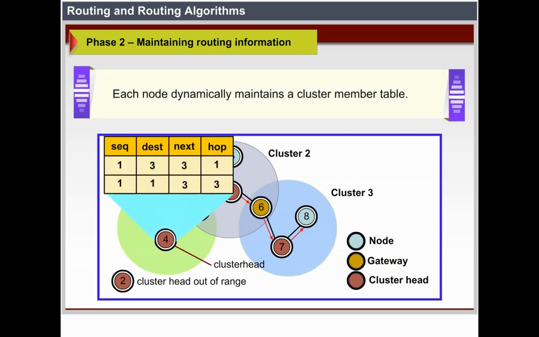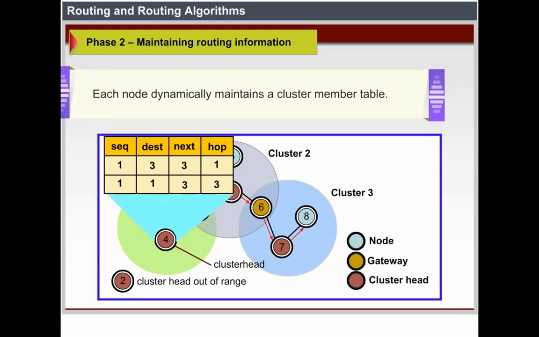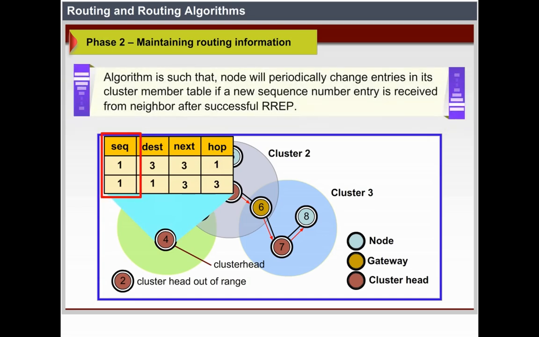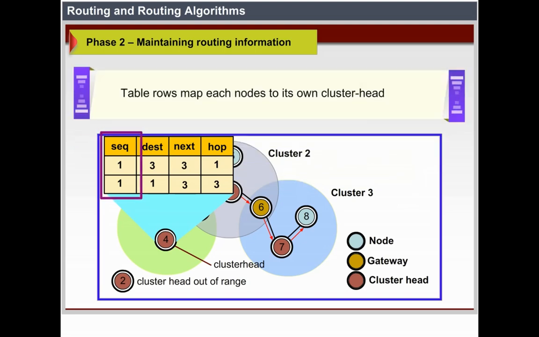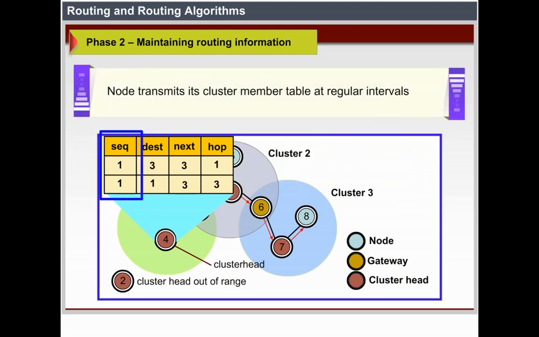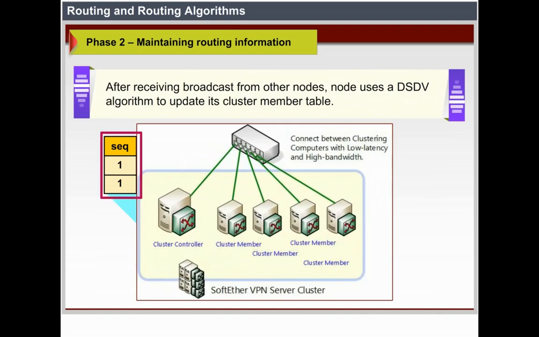Each node dynamically maintains a cluster member table. In the algorithm, a node periodically changes entries in its cluster member table when a new sequence number entry is received from a neighbor after a successful RREP. Table rows map each node to its own cluster head. A node transmits its cluster member table periodically. After receiving broadcasts from other nodes, a node uses a DSDV algorithm to update its own cluster member table.